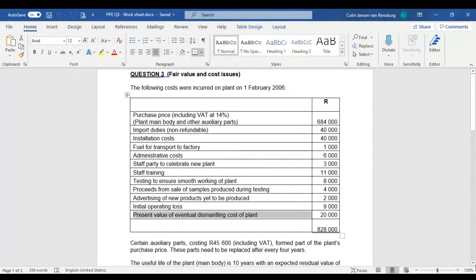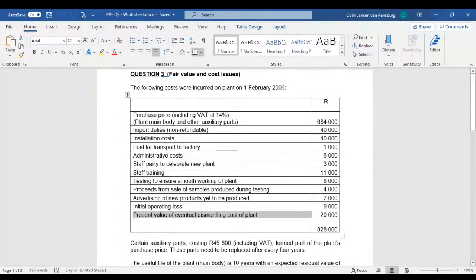So for some reason, they will have to go and demolish or dismantle that plant in the future. They know in accordance with an agreement, they will have to do it. And they can fairly accurately determine what the cost is going to be. Then it must be capitalized as part of the cost of this asset.